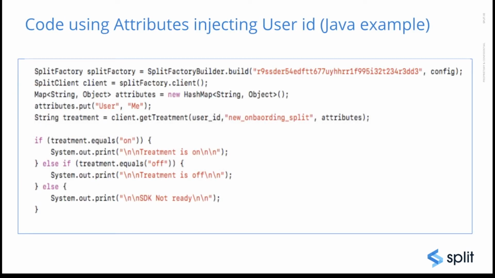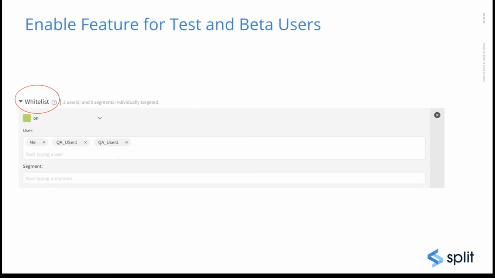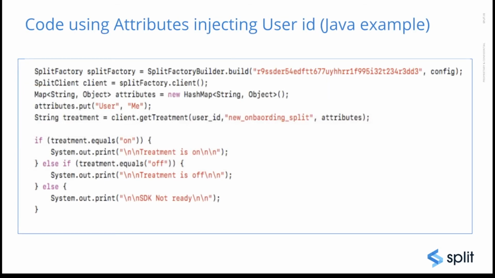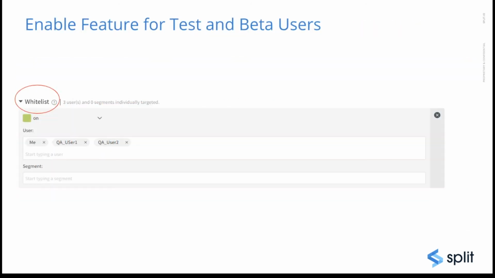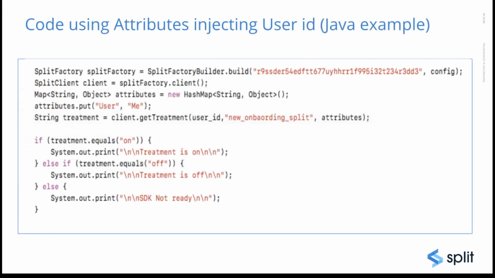Now, in the code, we need to create an attribute object, as we can see here, and then add to the attribute a simple key pair value that can reflect the same object that we are using as a condition. For example, in this one it is a user, and the value, whatever value we can pass. And here we're going to pass ME, which is a value that already exists in the condition. Based on that, when we call the getTreatment call, we are actually going to get an on treatment.